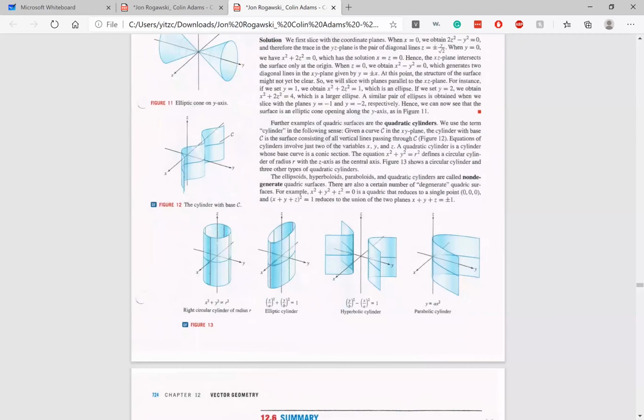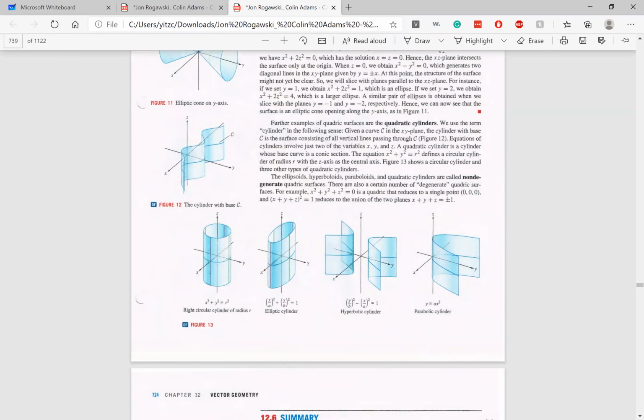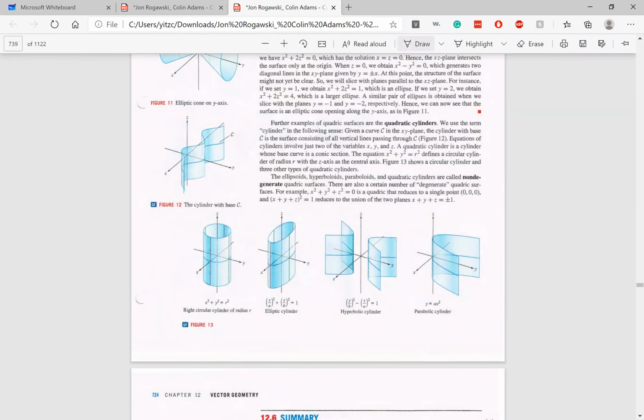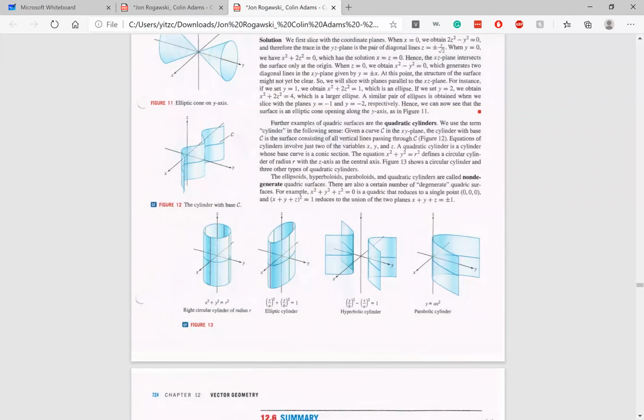So over here, they just finish off by saying that here you have a cylinder. It extends to infinity in the z direction because there is no z. And in the y direction, you just have ellipses. This is an elliptic cylinder, so you have ellipses. Sorry, so this you would have circles, and this would have ellipses.